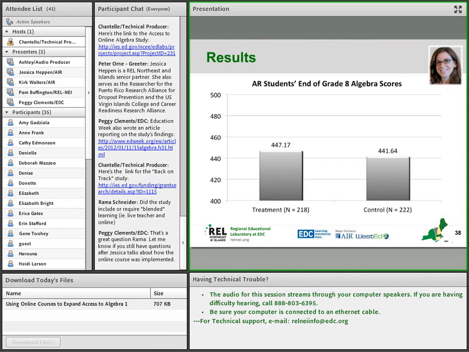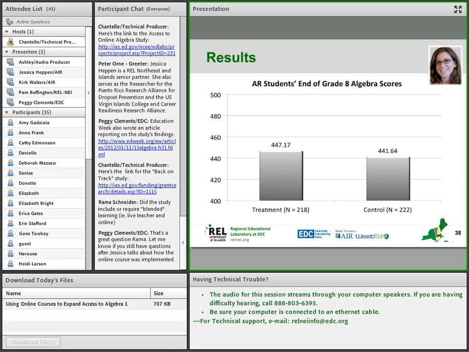So when we think about the results, and now I'll go through those in more detail, you know that the effects were positive. Again, it's not online Algebra 1 versus no algebra. It's online Algebra 1 versus limited access to a formal Algebra 1 course and a whole lot of algebraic content.